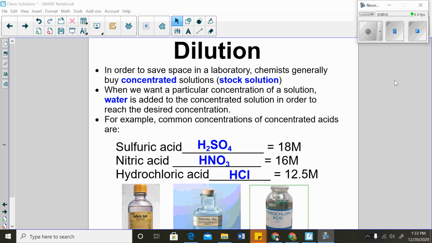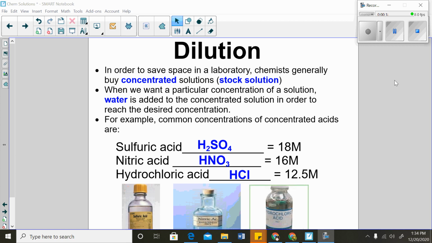This is Chemistry Unit 13, Solutions. Dilution. In order to save space in a laboratory, chemists generally buy concentrated solutions, and we call these stock solutions.